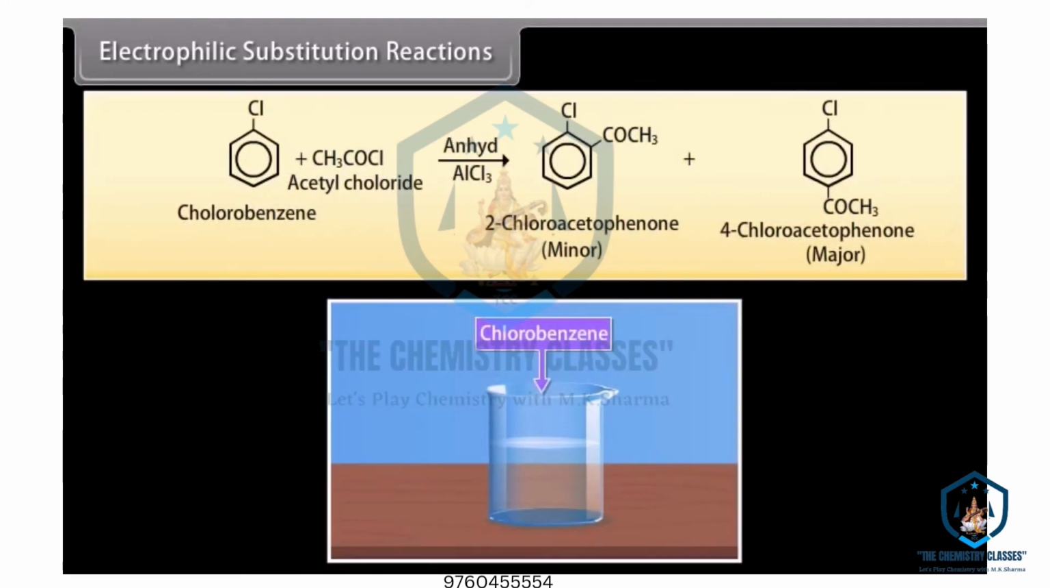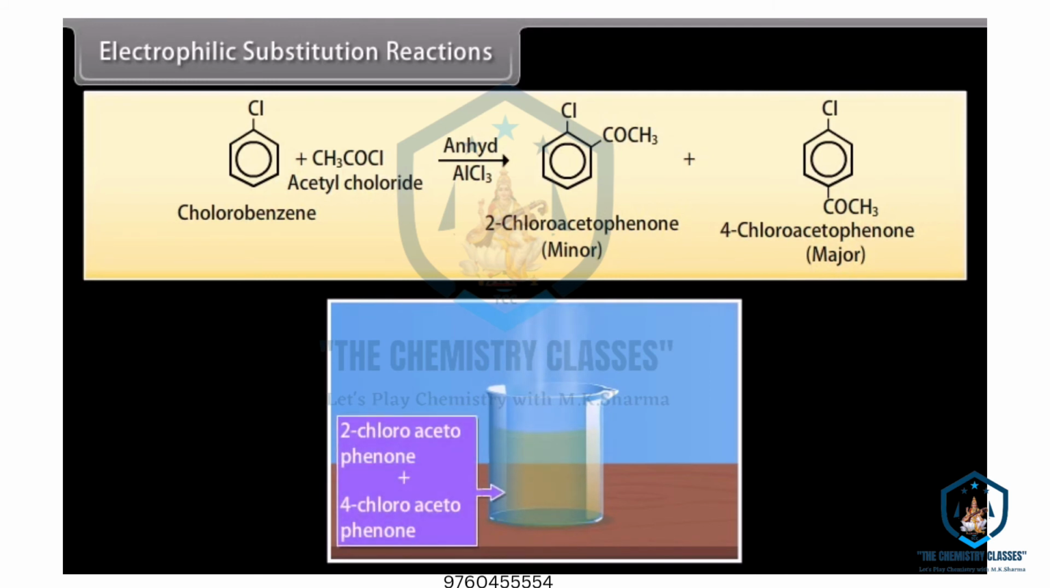When chlorobenzene is mixed with acetyl chloride and some pieces of anhydrous aluminium chloride are added, it reacts to give 2-chloroacetophenone, which is a minor product, and 4-chloroacetophenone, which is a major product.